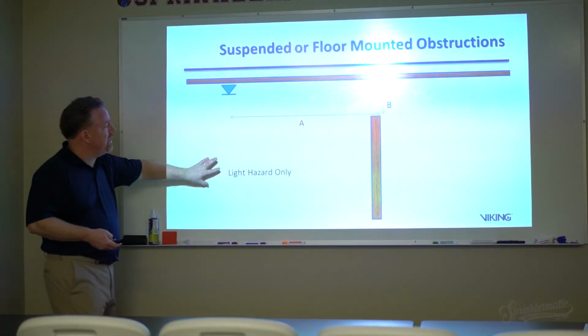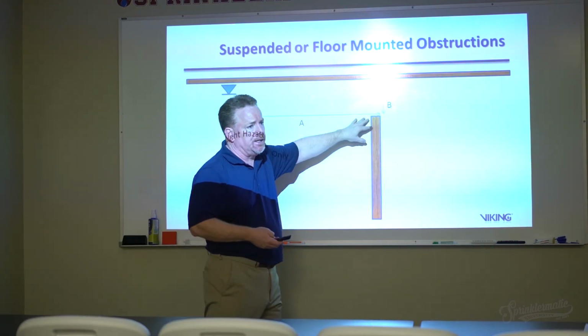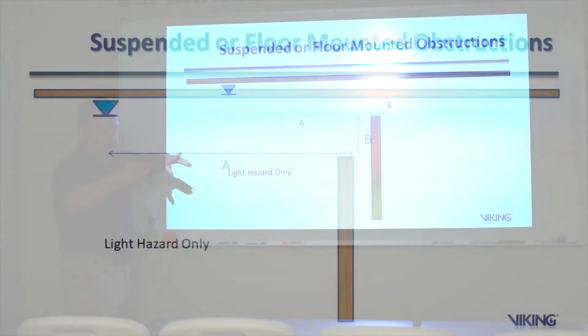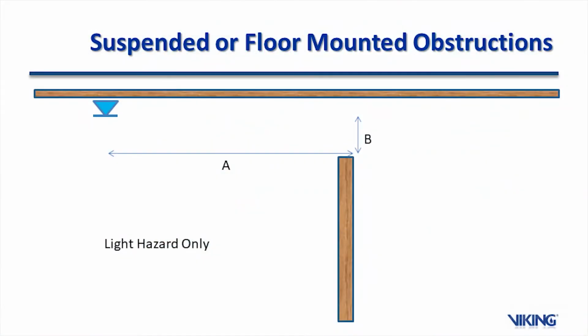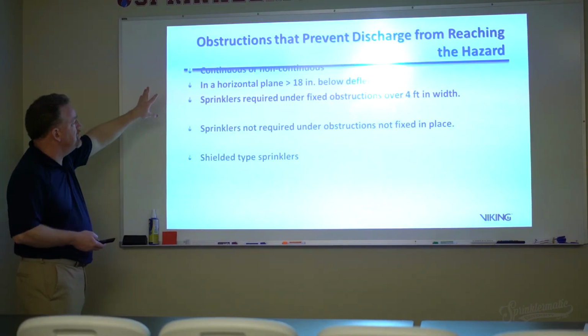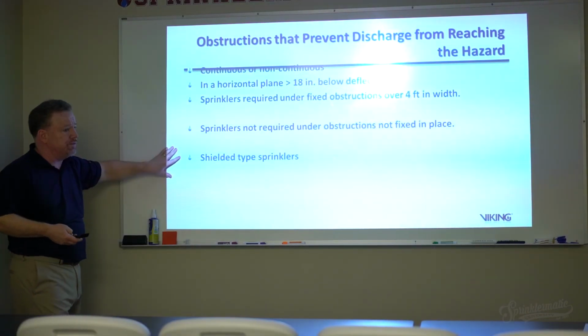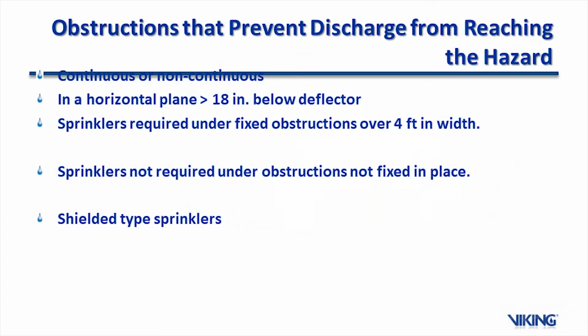And for light hazard only, these distances become greater now. The distance between the B and A now changes because it's extended coverage sprinklers. Continuous and non-continuous, same rules. Okay? Sprinklers are not required under obstructions that are not fixed in place. Sprinklers are required under that. Shielded type sprinklers may be necessary if they're being used at a lower level, just so that they'll operate.